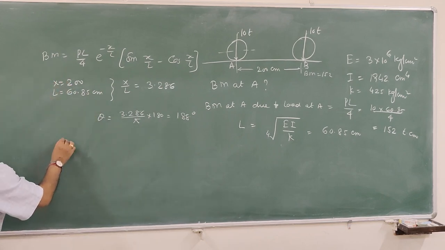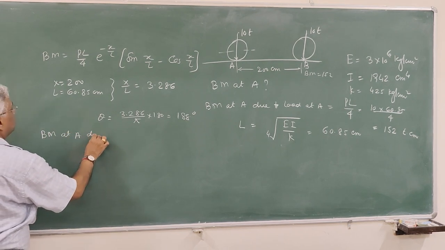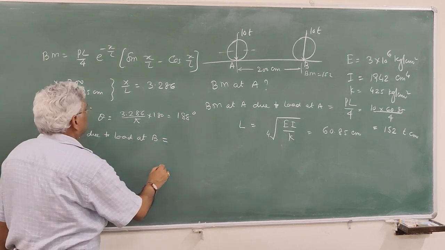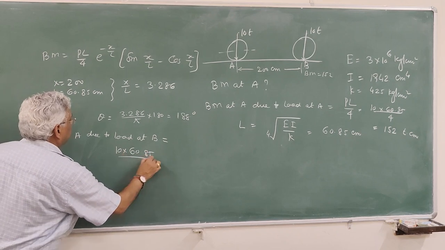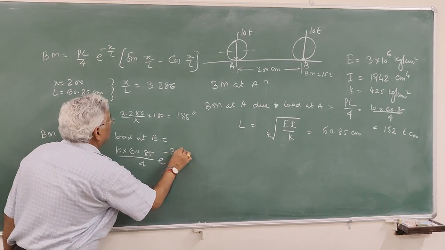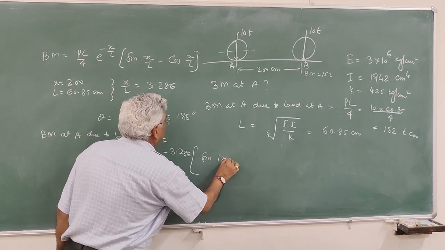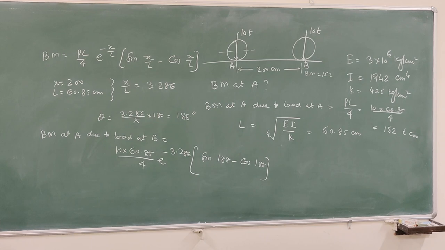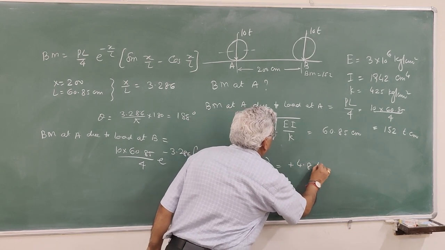Now you put the values here. So bending moment at A due to load at B will be equal to PL, 60.85 divided by 4, into e to the power minus x by L, 3.286 into sine 188 minus cos 188 x by L, and this is 4.8 tons centimeter.